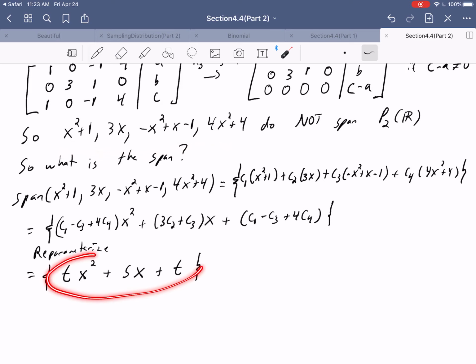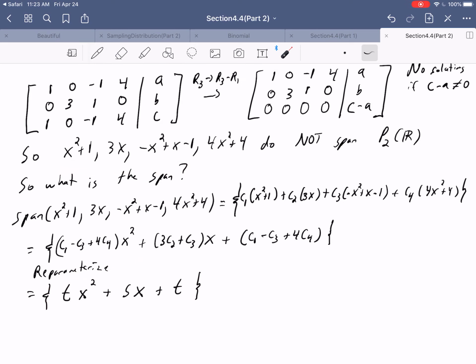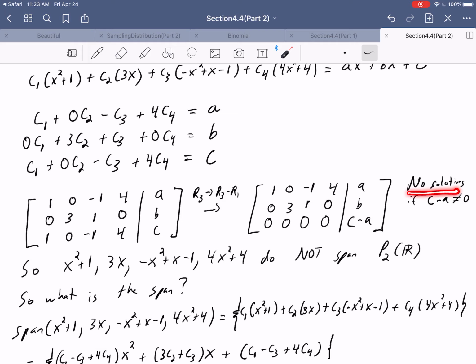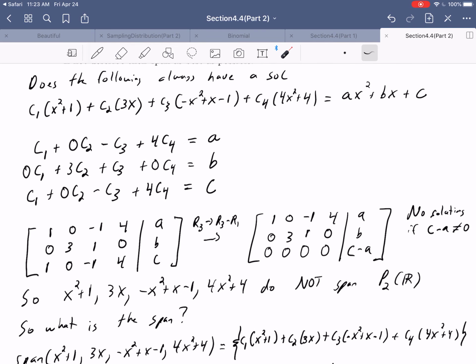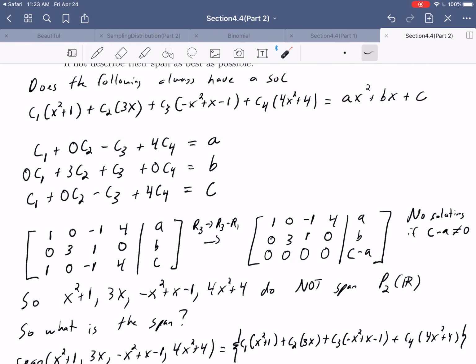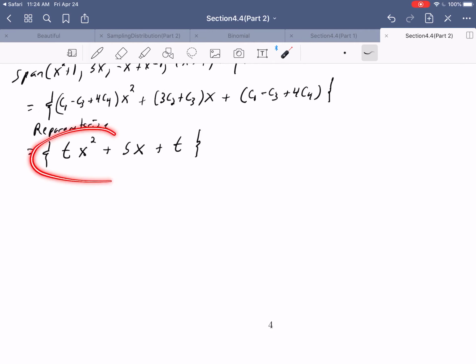Now, could we have sort of realized that this was the description from back up here? Well, yeah. If you think about it, this was saying that it had no solutions if c minus a wasn't 0. So what if we want there to be solutions? That would mean that c minus a does need to be 0. Well, c minus a being 0 would mean that a and c need to be the same. So if a and c are the same, that's exactly the type of polynomials that we just described.